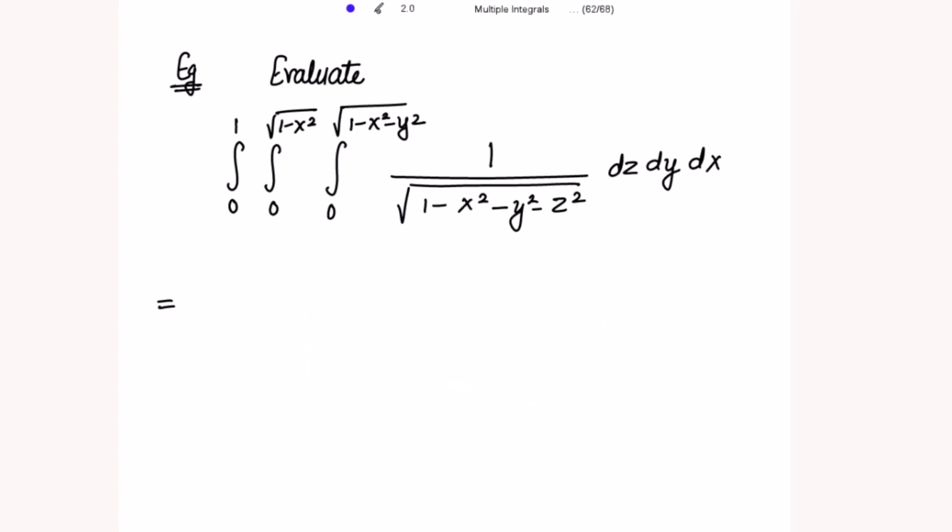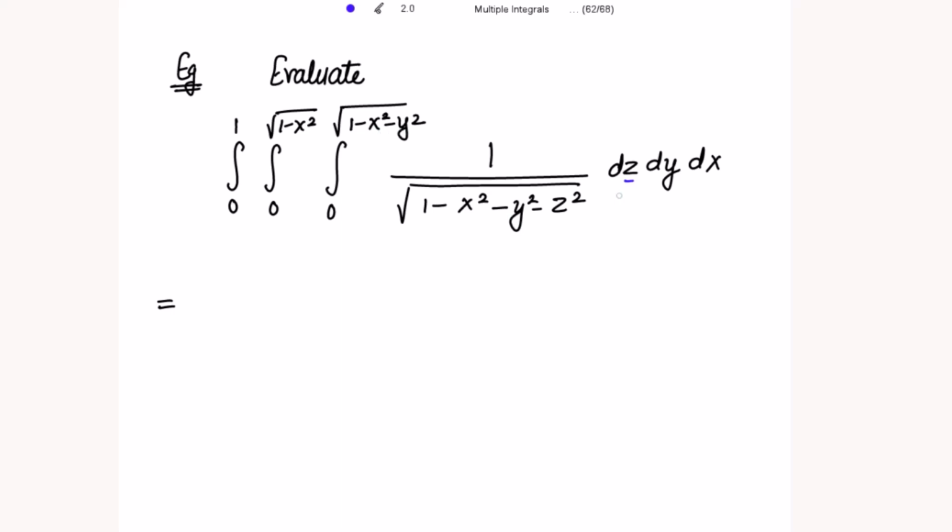So let's take an example. You have to evaluate this triple integral where the integrand is 1 over square root of 1 minus x square minus y square minus z square. So first we integrate this with respect to z, because here dz is written. So integrate with respect to z, but keeping x and y as constant.